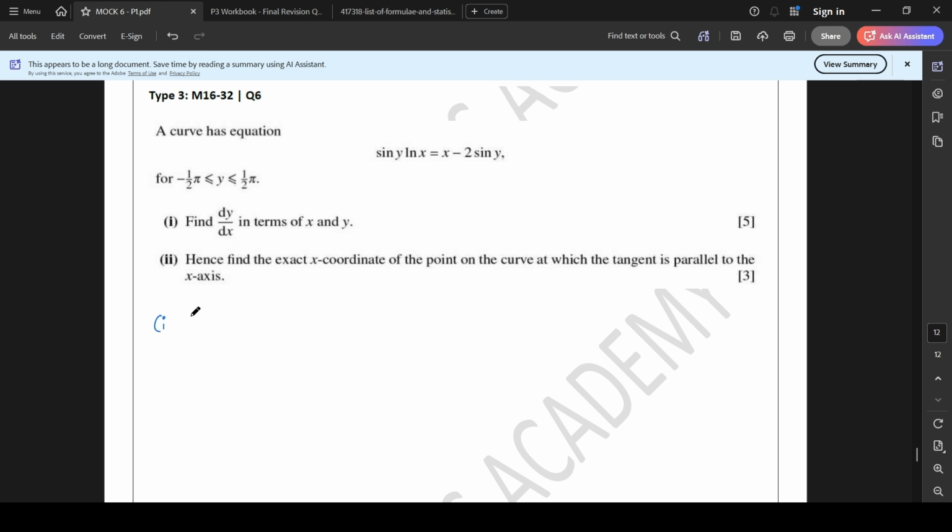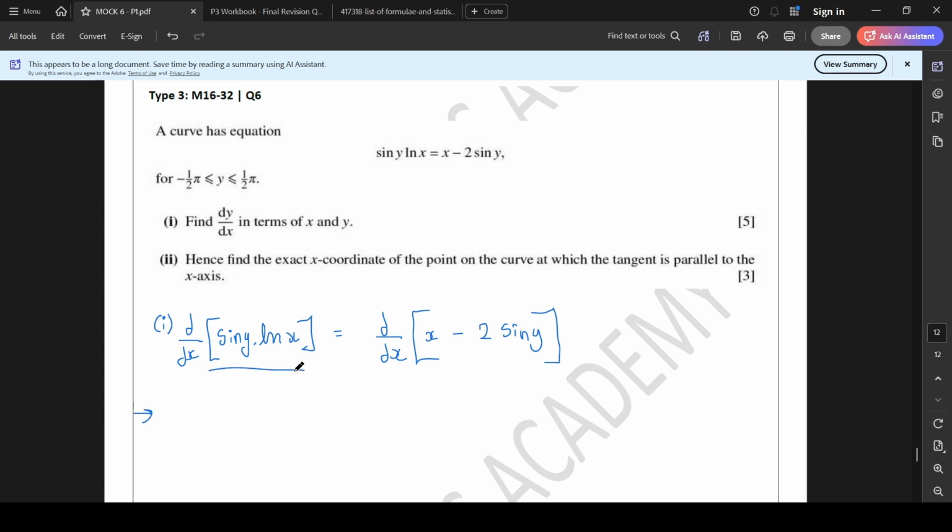If you are comfortable understanding this question, I am sure with any kind of implicit differentiation you will be comfortable following the same idea. So I'll take the derivative on both sides with respect to x. I have sin y times ln x on the left hand side, equal to, on the right hand side, x minus 2 sin y. Just make sure you have copied the question properly. You don't want to make a silly mistake over here.